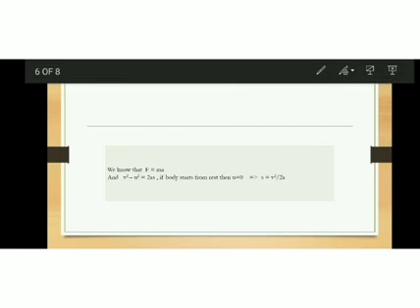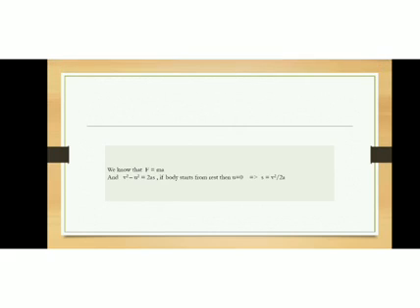Now, let's derive an expression for kinetic energy. For that, we know that force F is equal to ma, mass into acceleration. And also we had studied one expression, that is Newton's third equation of motion, v square minus u square equal to 2as.